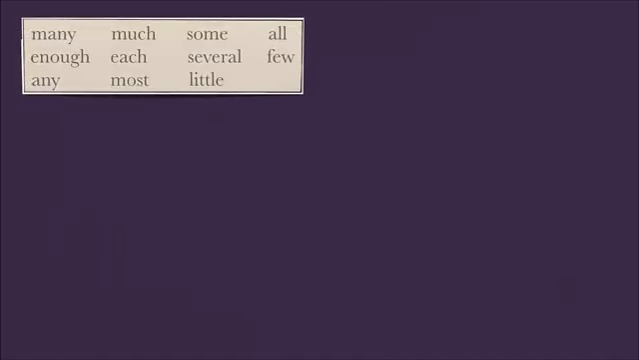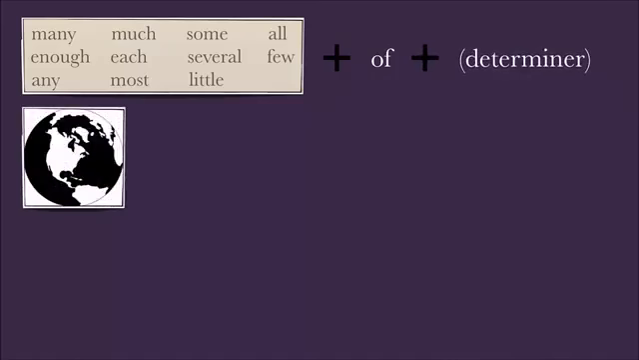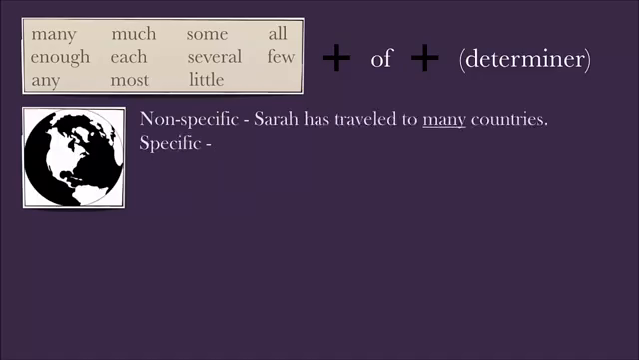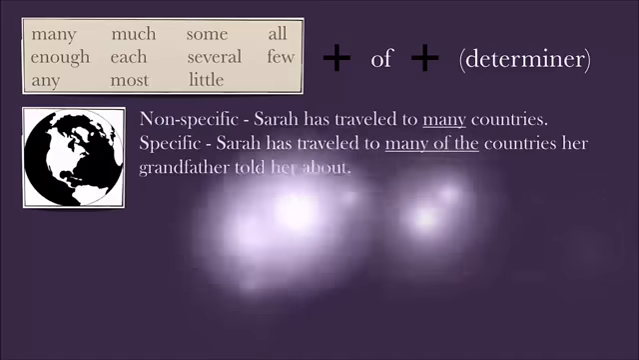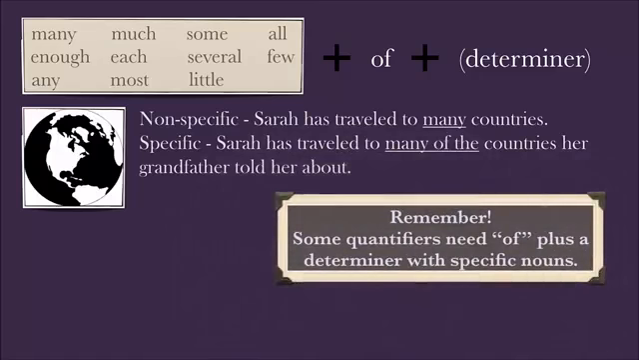Now with these other quantifiers that are not part of set phrases, you would have to add of plus the determiner. Let's look at an example. First with a non-specific noun, then a specific noun. Sarah has traveled to many countries versus Sarah has traveled to many of the countries her grandfather told her about. Great, so remember, some quantifiers need of plus a determiner with specific nouns.